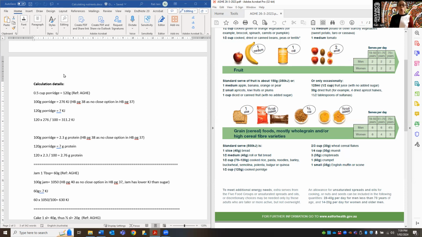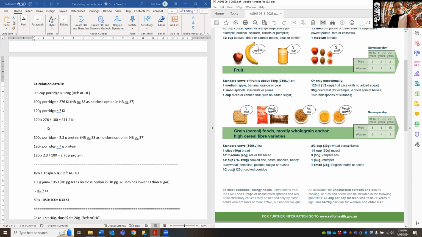So 100 grams of porridge gives me 276 kilojoules. This I have got from that exhaustive list in the handbook, which is on page 38. So now I cross multiply again. As I said, the lifeline of a dietitian for calculation purposes is to know how to do cross multiplication. Chris taught you in nutrition, I taught you in food science, and now you are applying this again in medical nutrition therapy.